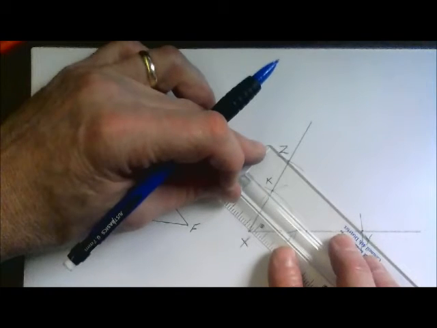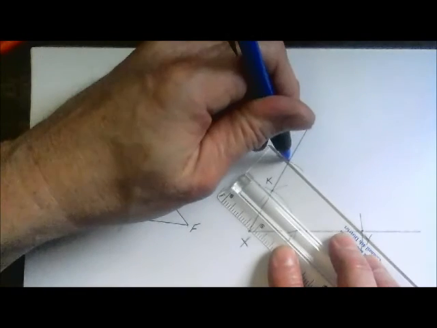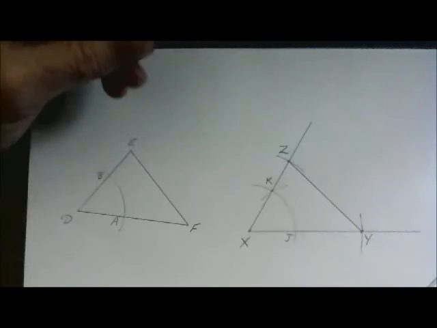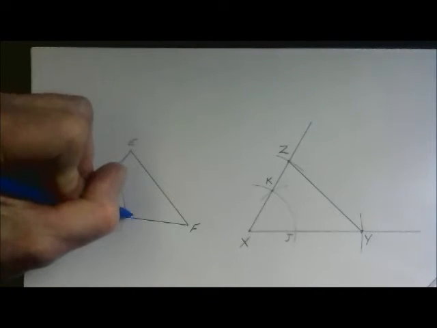And since XY and DF are the same, and the enclosed angles D and X are also congruent, we know that we have congruent triangles by SAS.